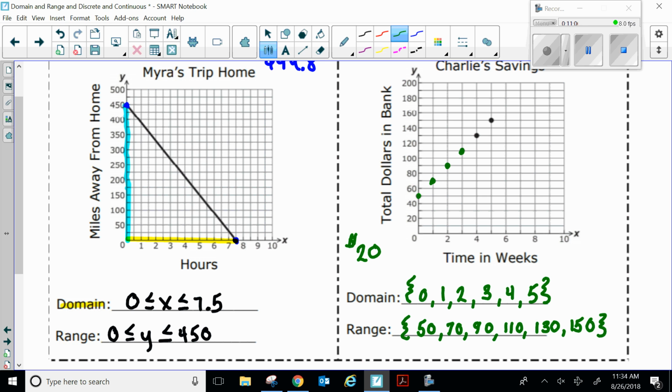So you can see in my continuous relationships, I use inequality symbols to describe all of the in-betweens in that relationship. And in a discrete relationship, I just have the specific values to describe that we only have specific values on that graph.